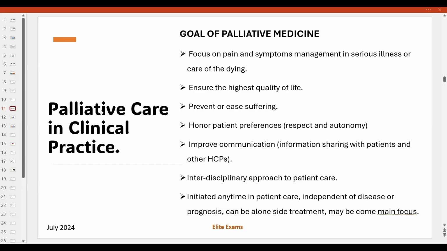So you can see that palliative care is not a standalone discipline. It's rather woven into every discipline and every part of the SCA blueprint. So I want us to think that way when we are preparing for our exams.